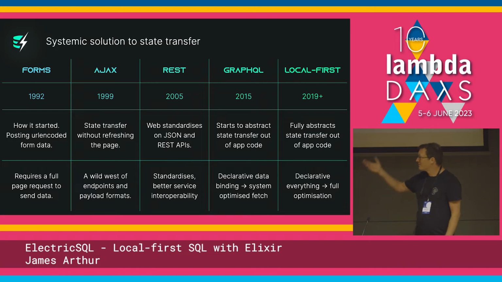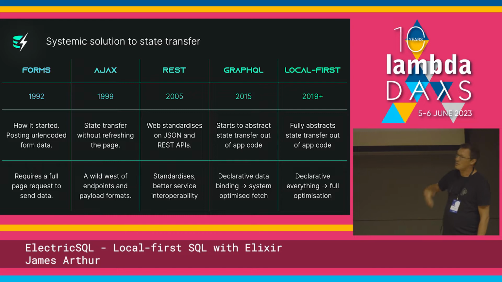So, a summary of the journey of state transfer across the internet: we started with forms, then we got Ajax and could build single-page applications. Ajax standardized on REST, but REST is still basically imperative state transfer, right? You're writing explicit code to choose how data moves across the network. And then along comes GraphQL and some other similar systems, and it starts to abstract state transfer out of the application domain into the core system.